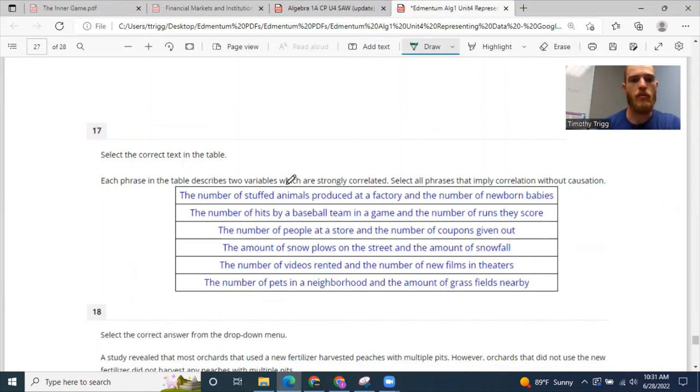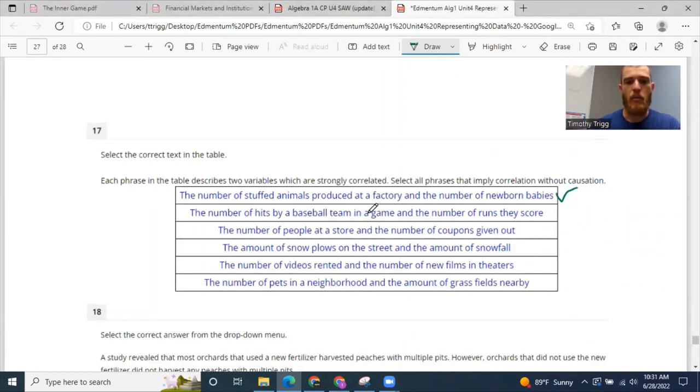Which phrase in the table describes two variables which are strongly correlated? Select all phrases that imply correlation without causation. So there may be a correlation, but one does not cause the other. Okay, so let's look at the first one, the number of stuffed animals produced at a factory and the number of newborn babies. So we would say this is correlation, but not causation. I actually kind of don't agree with this one. I think that they are kind of caused, right? Like the number of babies being born does cause the factory to produce more, but they're saying it's not. So we'll just say it's not, okay?